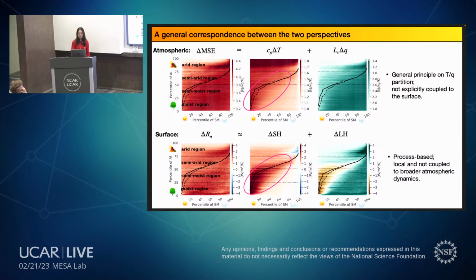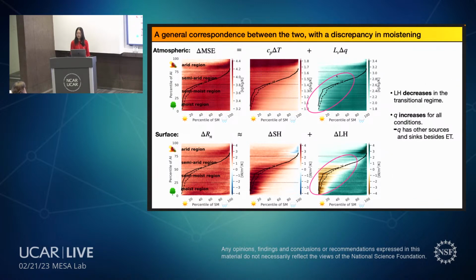But through comparing the full spatial temporal distribution, we see that there is a general correspondence of the two perspectives, especially for the conditions in the transitional regime. And we do note that there is a discrepancy in terms of moistening. So in those conditions, latent heat decreases, so evapotranspiration decreases, but the atmospheric humidity is increasing. Despite that, it is increasing less than other conditions, but it is increasing. This is because the atmospheric Q has other sources and sinks beyond evapotranspiration, such as the large-scale convergence and the formation of condensation into condensates.